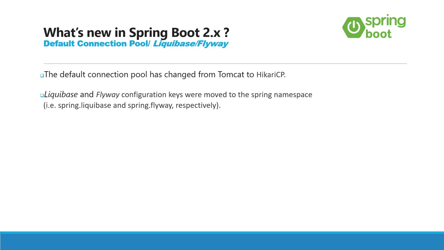With respect to Liquibase and Flyway, the Liquibase and Flyway configuration keys were moved to the spring namespace from Spring Boot 2 onwards. So now all the properties related to Flyway or Liquibase start with the spring prefix, like spring.liquibase followed by the property name. Similarly, spring.flyway.